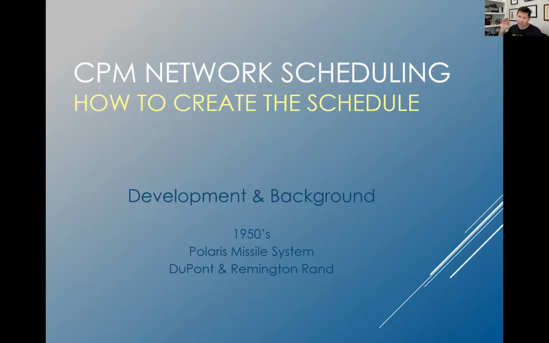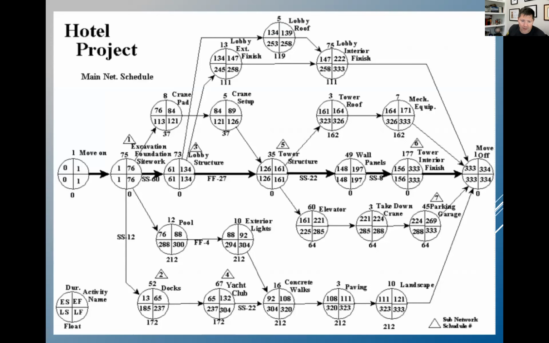All right, let's talk about critical path. So how to create the schedule. Here's an example of a hotel, right? So this shows us our critical path. These are tasks with zero float that cannot be moved. If one of our critical path items is delayed, the project is delayed. There's no question about it. This is our critical path.